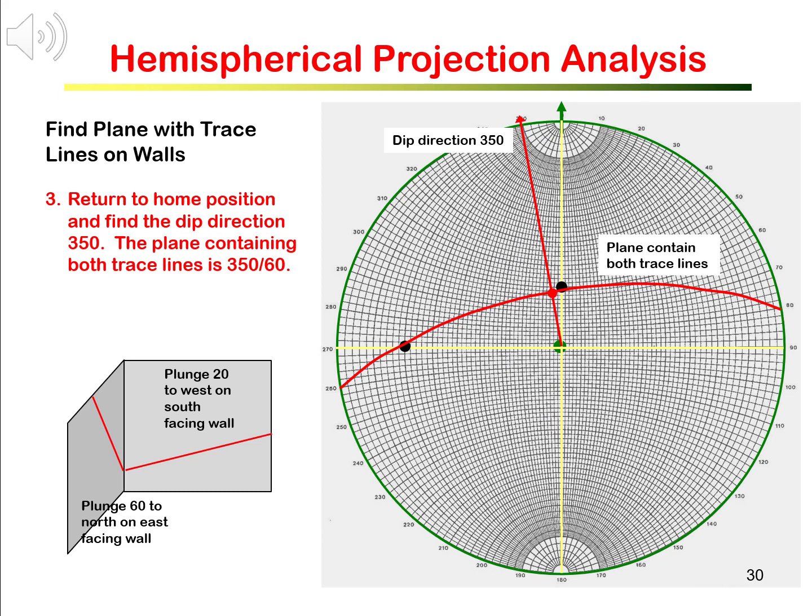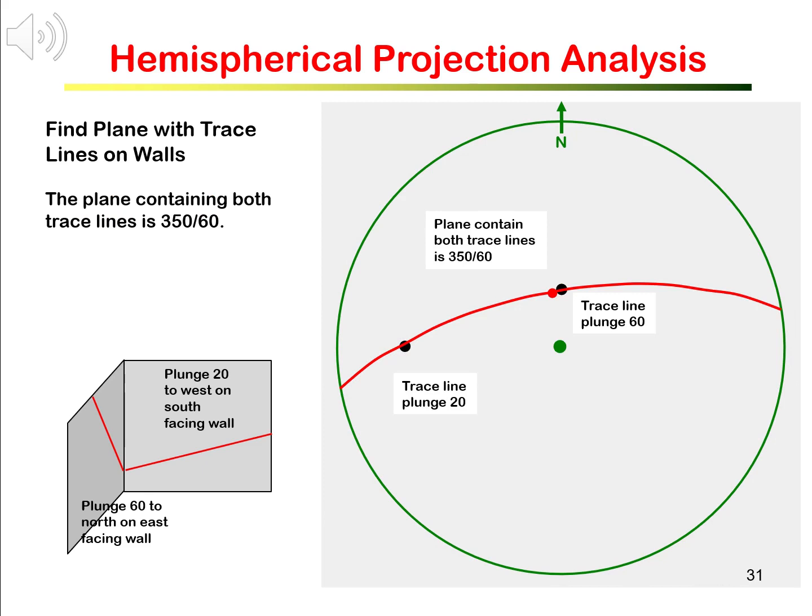The last step, step 3, is to return the tracing paper to home position and then to find the dip direction. We can see that the dip direction is 350 degrees. Now we have completed the task, found the orientation of the plane that has trace lines on the walls. The plane has orientation of 350 and 60.